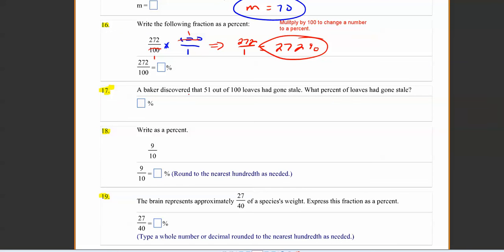Okay, a baker discovered that 51 out of 100 loaves had gone stale. What percent of loaves had gone stale? So again, that's 51 out of 100. Percent really means per 100. So I could really go ahead and write my answer as 51%. But if I want to make sure I do it correctly or check my work, then I'm going to multiply it by 100. And just like on number 16, those 100s will cancel out because I have a 100 in my numerator and a 100 in my denominator. So I end up with 51%.